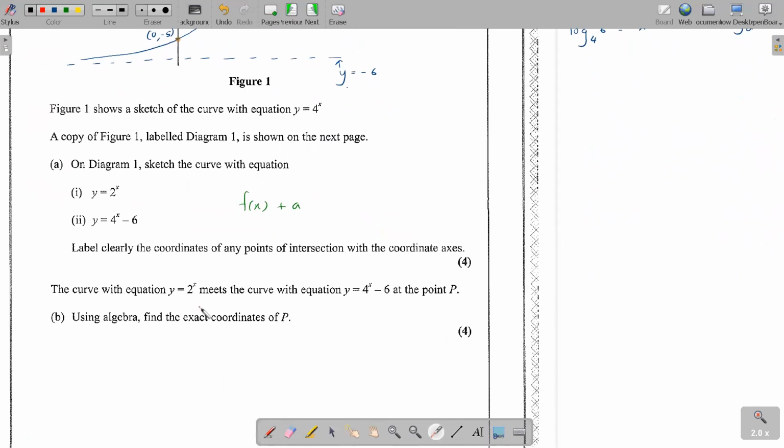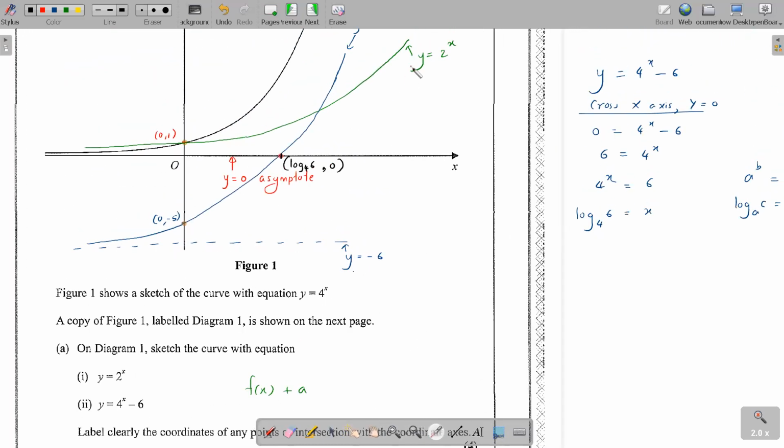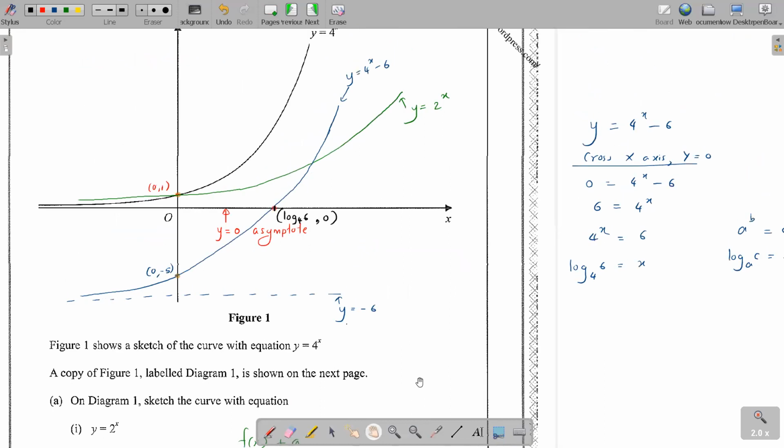The curve with the equation y equals 2 to the power x meets the curve with the equation y equals 4 to the power x minus 6 at the point P. Using algebra, find the exact coordinates of point P. So I think we can see point P on our diagram, right? They meet at the point P, which we can quite clearly see here. So we don't need to label it. They have not asked us to label. We're just supposed to find where it meets.